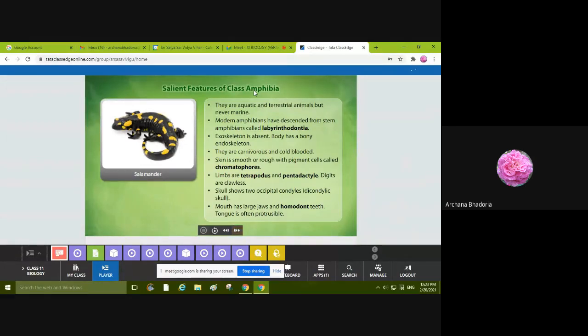Then they have descended from the stem amphibians called the Labyrinthodontia. This we will not discuss now, I'll discuss it later. Then exoskeleton, you have already written about it. The body has a bony exoskeleton. They are carnivorous, and cold-blooded animals. That's why they go for hibernation, which is sleep. Skin is smooth or rough with pigment cells called chromatophores. And another very important feature is that they have pentadactyl limbs.